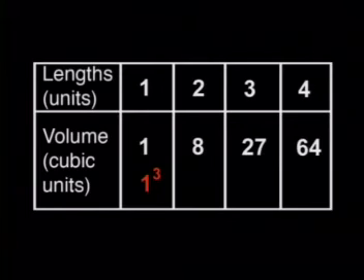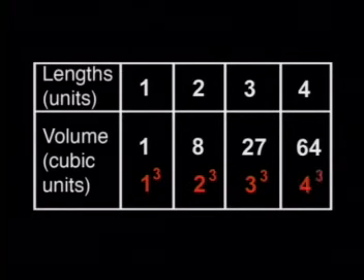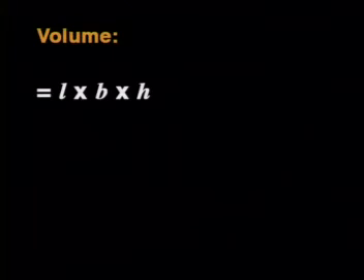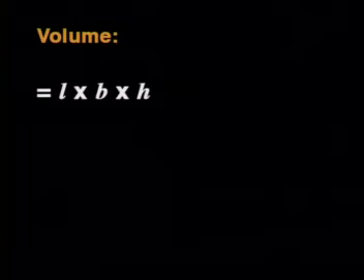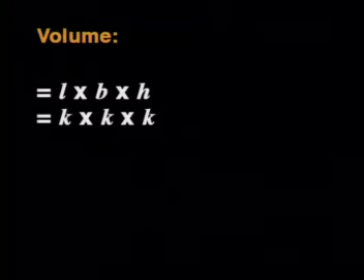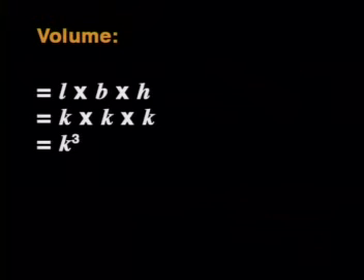By now, you have probably recognized the pattern that we have here. Did you see that 8 is 2 cubed, 27 is 3 cubed, or 3 times 3 times 3, and 64 is 4 times 4 times 4, or 4 cubed? Can you predict what will happen if I multiply all the dimensions of the cube by k? The volume will be length times breadth times height, which is k times k times k. There we have it, k cubed.